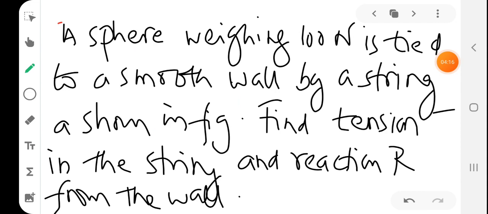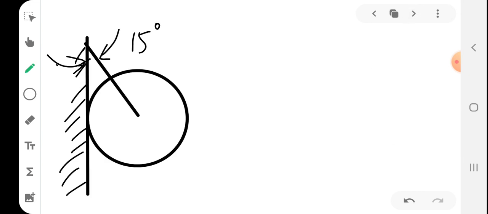So students, let us do a problem. A sphere weighing 100 Newton is tied to a smooth wall by a string as shown in the figure. Find the tension in the string and reaction R from the wall. This is a figure showing a sphere, and the weight of the sphere is W equal to 100 Newton. It is tied to a smooth wall by a string.